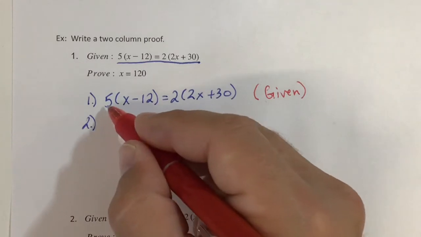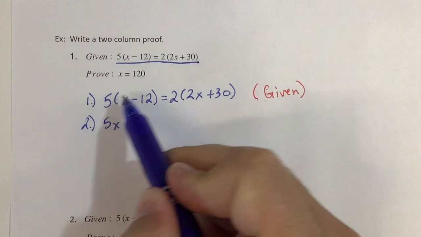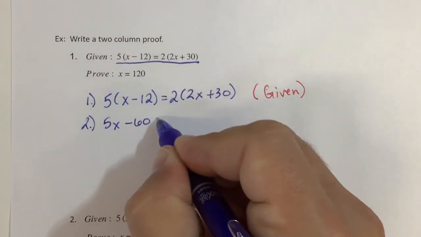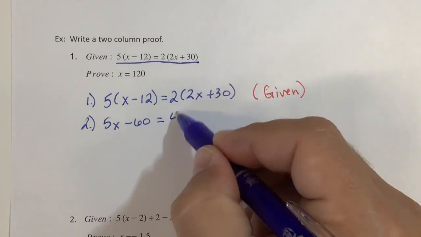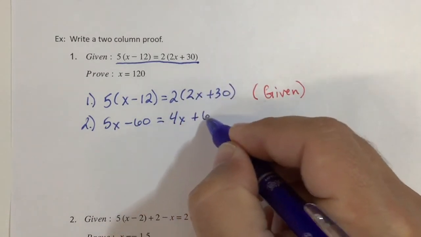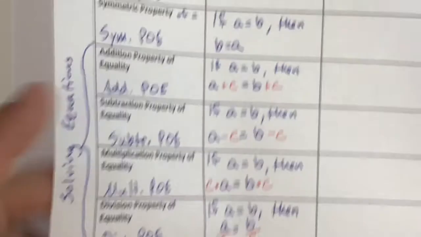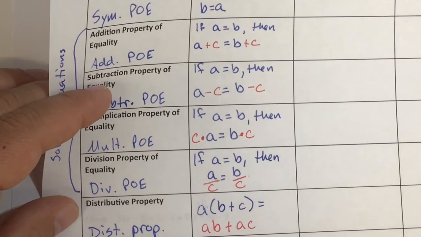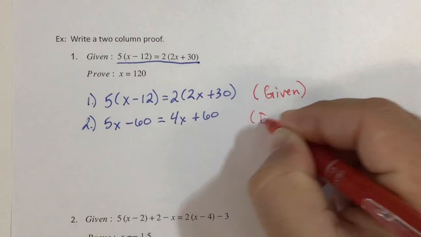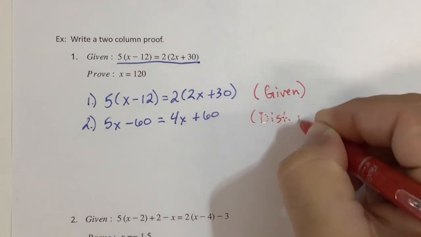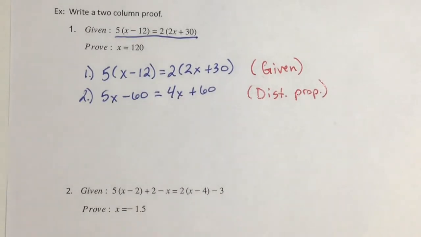So I'm going to distribute: 5 times x is 5x, and 5 times negative 12 is minus 60. Bring down the equal sign. I'm going to distribute here 2: 2 times 2x is 4x, and 2 times 30 is plus 60. And I used a property from this page. I used the distributive property to simplify that part of my equation. So I'm going to write distributive property as my reason. I'm going to keep going.